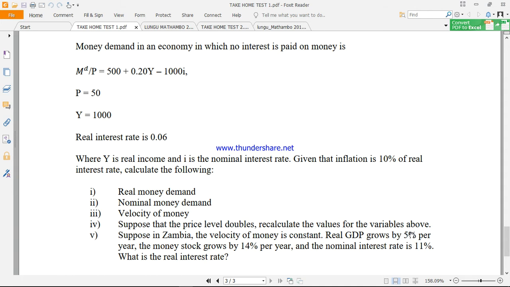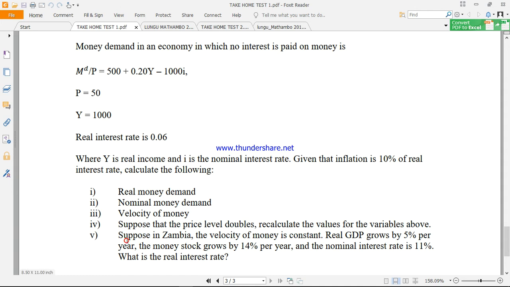Wow, how I wish this could be translated into reality. So real GDP grows at 5% per year. The money stock grows at 14% per year, except this shouldn't be reality, 14% is too much. Okay, so the money stock grows by 15% per year, and the nominal interest rate is growing at 11%. What is the real interest rate?